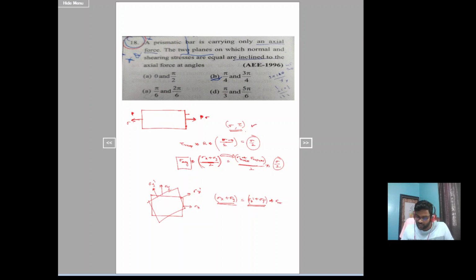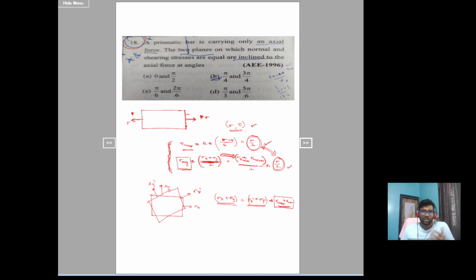This can also be written as sigma major plus sigma minor. Why? Major principal stress and minor principal stress are perpendicular to each other, so those two additions will also be constant. So now I am replacing sigma x plus sigma y with sigma major plus sigma minor by 2, which is sigma average. Now here, if you see, on the maximum shear stress plane, tau max and sigma average are both equal. That is, on the maximum shear stress plane, normal stress and shear stress are equal. That's what he is asking.